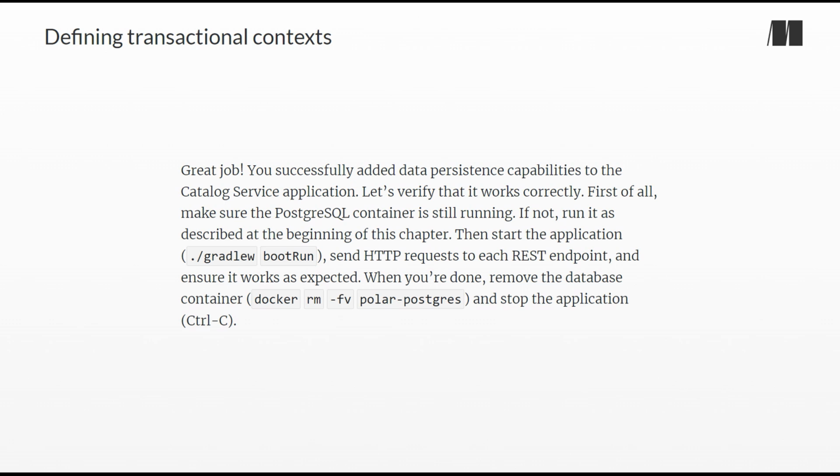You successfully added data persistence capabilities to the Catalog Service application. Let's verify that it works correctly. First of all, make sure the PostgreSQL container is still running. If not, run it as described at the beginning of this chapter. Then start the application, ./gradlew bootRun. Send HTTP requests to each REST endpoint and ensure it works as expected. When you're done, remove the database container, docker rm -fv polar-postgres, and stop the application, Control-C.